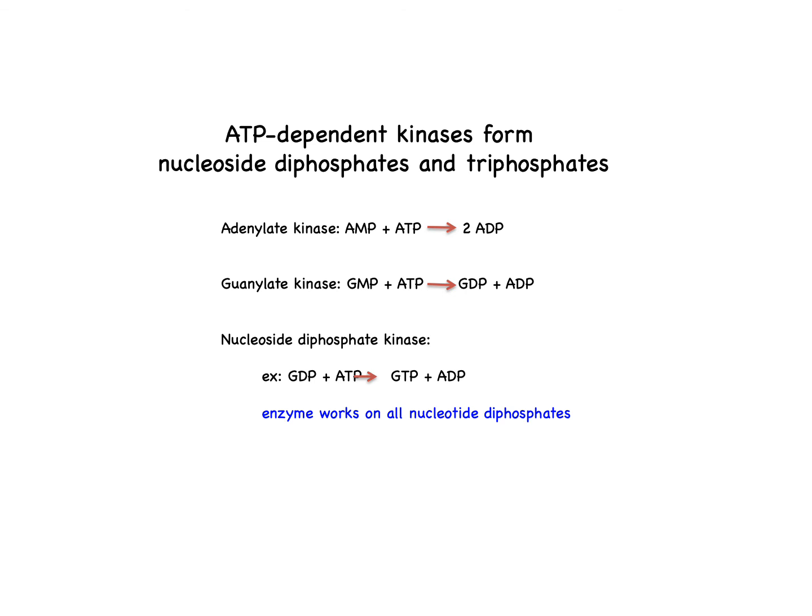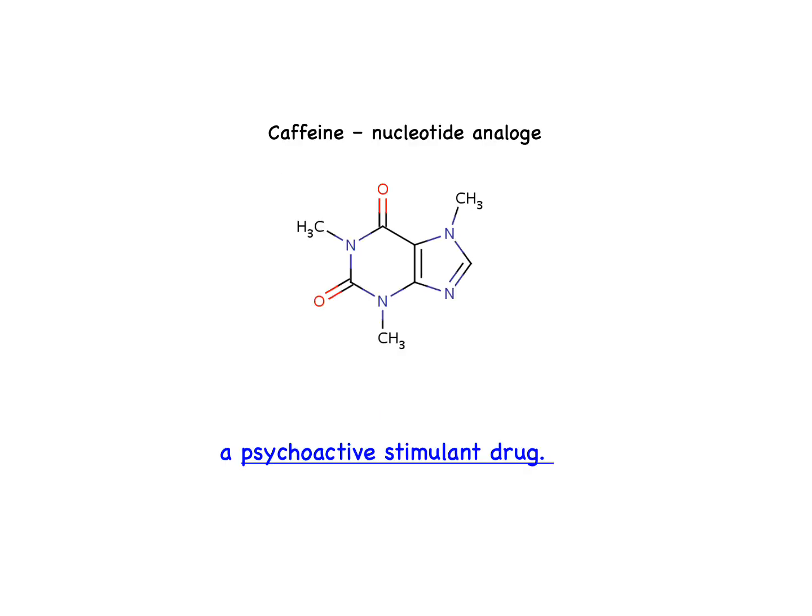Now the next set of equations just shows that we can pass these phosphates around between the different nucleotides, so if we don't have enough of one and we have plenty of the other, we can move the phosphates around. I want to just briefly mention one other thing, and that is to look at an analog of purines, and that's the psychoactive stimulant caffeine. You can see here it has the two-ring structure that purines have. Did I say pyrimidines last time? It's a purine.